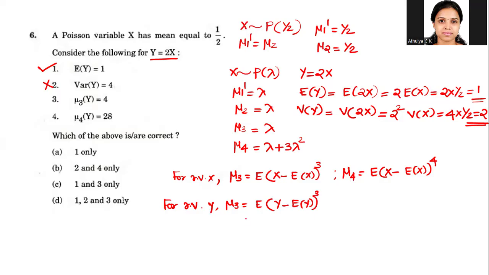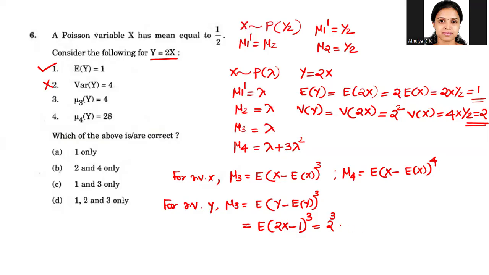So it can be rewritten with y, which we know is nothing but 2x. So 2x minus the expected value of y. The expected value of y is 1, so 2x minus 1 whole cube, right? When we take 2 outside of this cube inside the expectation term, we get 2 cube. Here the cube is coming.